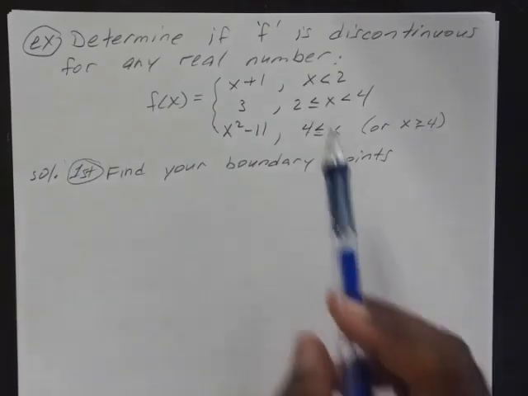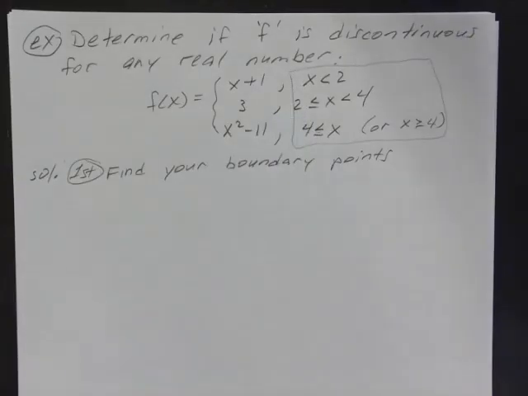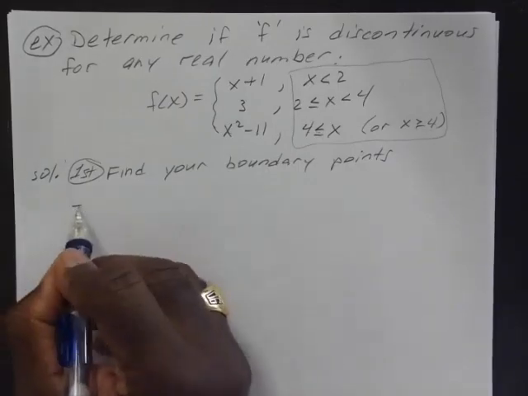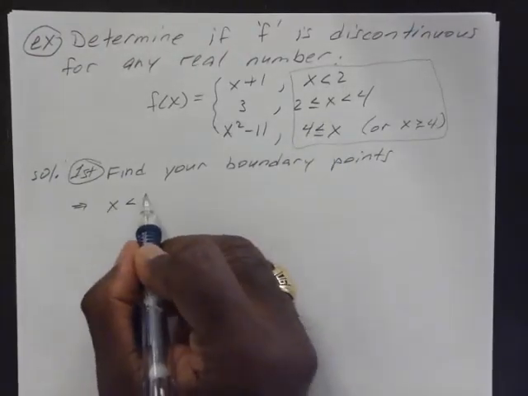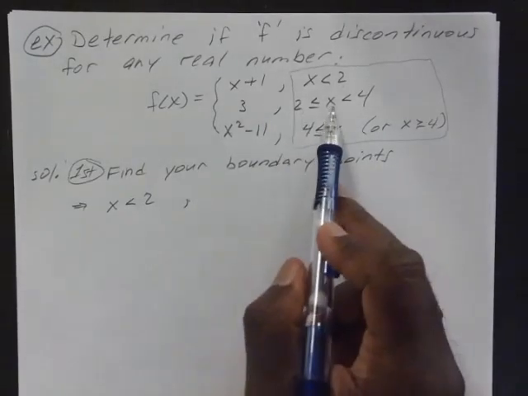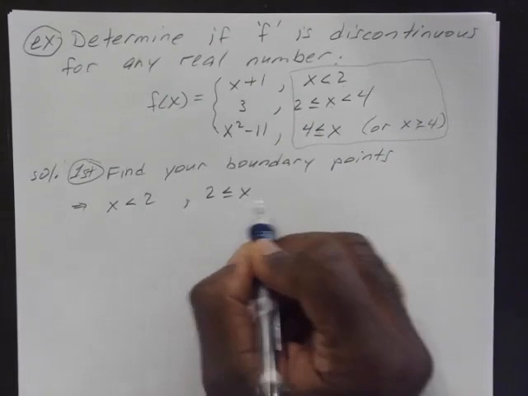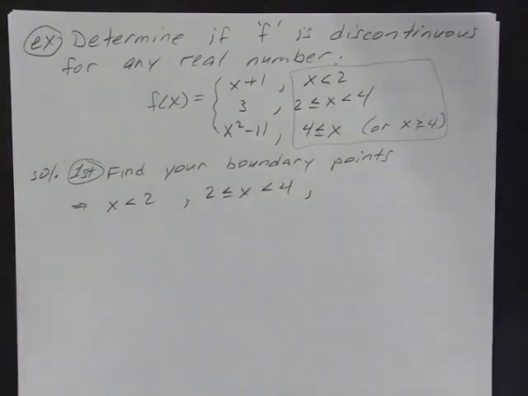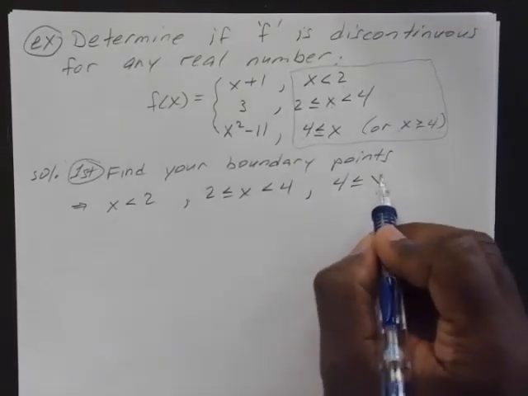And your boundary points all revolve around your constraints. These represent where your boundary points will be located. Okay, so we have x is less than 2. We have x is between 2 and 4, so 2 is less than or equal to x, it's less than 4. And x is greater than 4, you can say 4 is less than or equal to x.